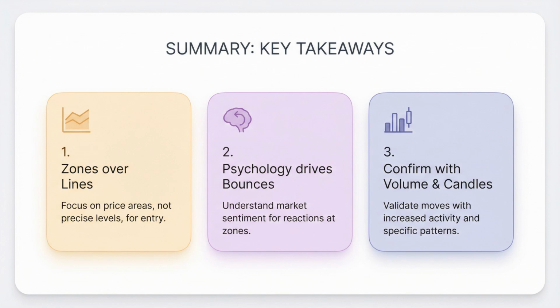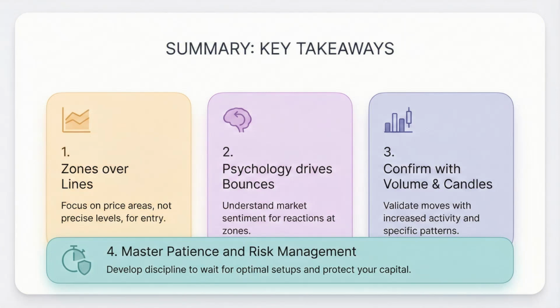To wrap up our extensive look at trend analysis and market levels, remember these key takeaways. Always draw zones rather than thin lines to capture market noise. Understand that these levels work purely because of collective trader psychology and memory. And most importantly, cultivate patience. Wait for the price to come to your defined zones. Look for volume and candlestick confirmation, and always protect your capital with strict stop losses. Mastering these concepts provides a massive edge in technical analysis.